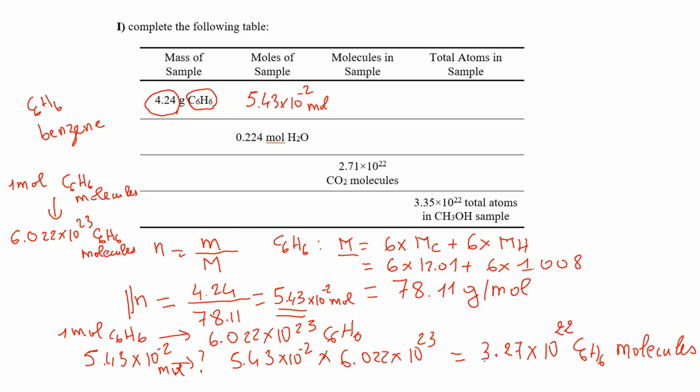And still the significant figures, we have 3, because at the beginning we have a number with 3 significant figures, and here we have 4. So the result should have the smaller number of significant figures, which means 3. So we have 3.27 10 to the power 22 benzene molecules. So here we can write it down.